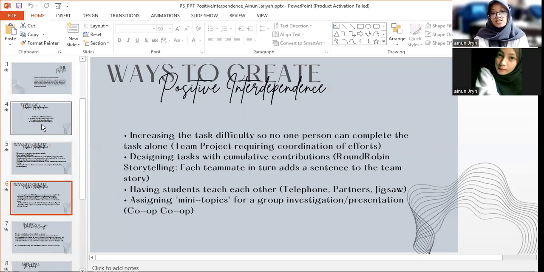The next, having students teach each other. And the last, assigning mini topics for a group investigation or presentation.